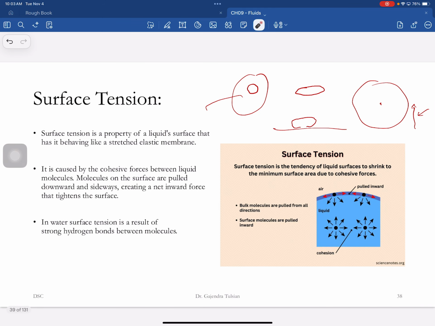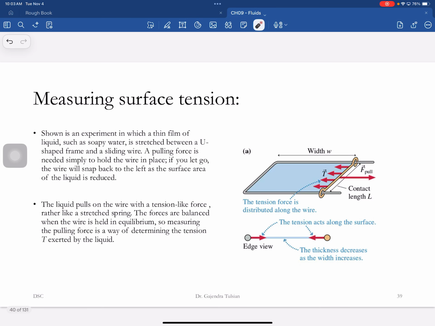Okay. All right, so surface tension arises because of cohesive forces between molecules. Okay. So here's how you can measure surface tension. So you can take a liquid and remember these molecules of the liquid are being pulled by those molecules. Okay, so to pull all these molecules, you have to apply a force.